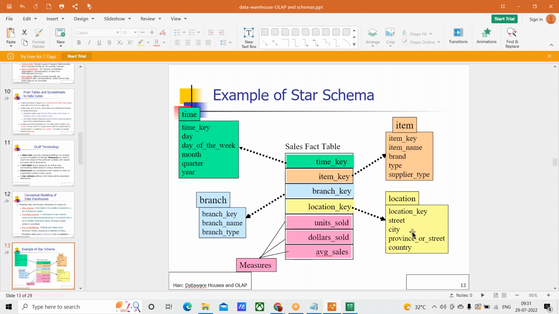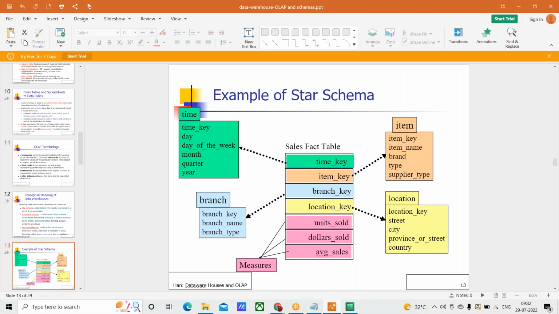This is called the location dimension. It will have all information about the location. It will not be mixed with customer or anything. Similarly, for time we will have a time key, which is the primary key, day of the week, month, quarter, so everything. But this can be further divided in the normalized Snowflake schema. If you want to divide it, we can divide it further. But this is the time dimension. It will have all the information about the time.